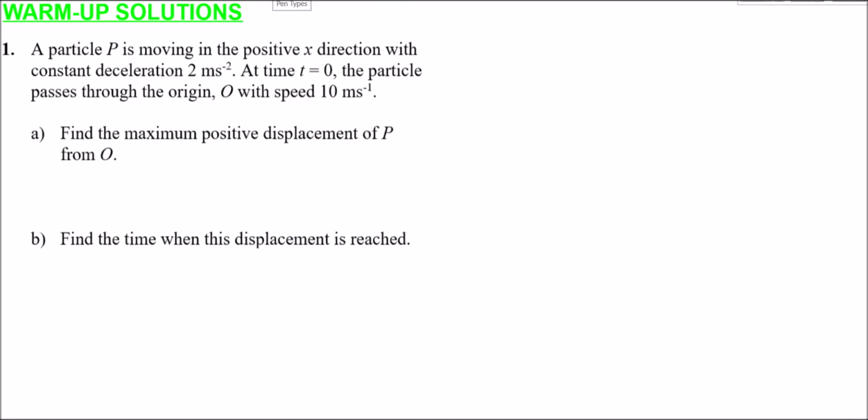So let's just label on what we know. We're told it's moving in the positive x direction. It's got a constant deceleration of 2 meters per second squared. So at this point, I'm going to add in SUVAT so that we can just add in what we actually know. We know the deceleration is 2. Because it's a deceleration and is going against the motion, the acceleration is therefore minus 2.